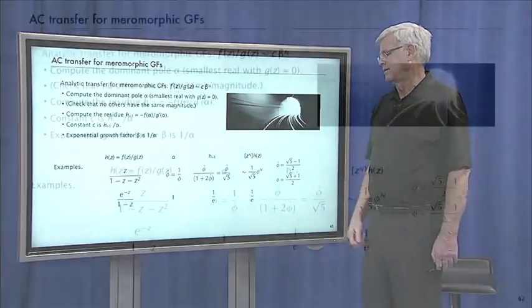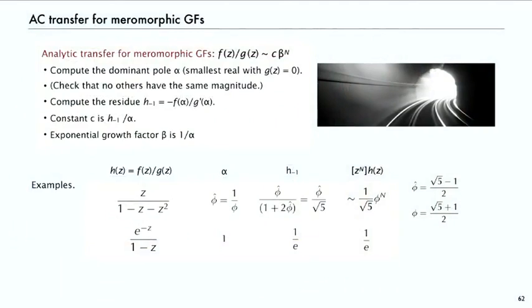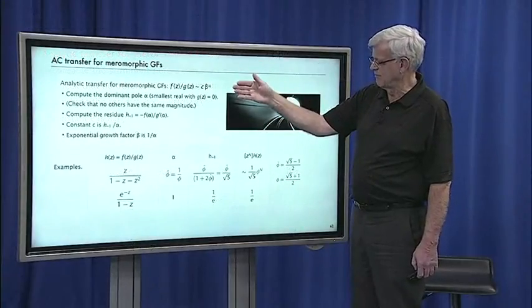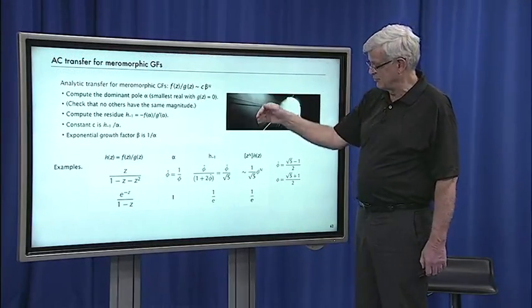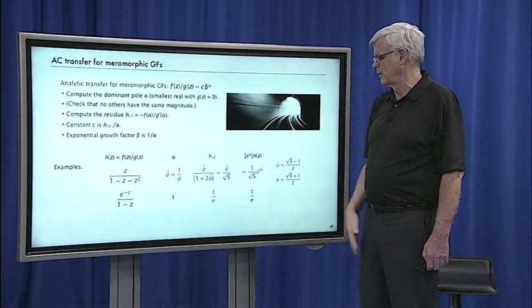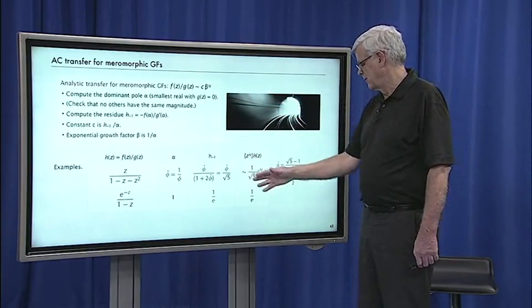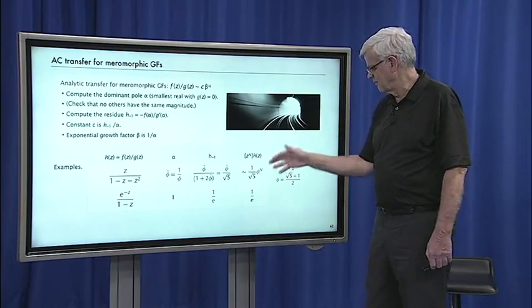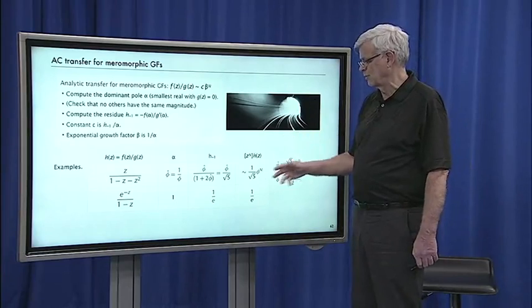This comes up in a couple of combinatorial classes. This is the generating function for derangements. So the pole is at 1, so f of alpha is e to the minus 1, which is 1 over e. G prime of alpha is just 1, so it's just 1 over e divided by 1, 1 to the n. Coefficient of z to the n in h of z is 1 over e.